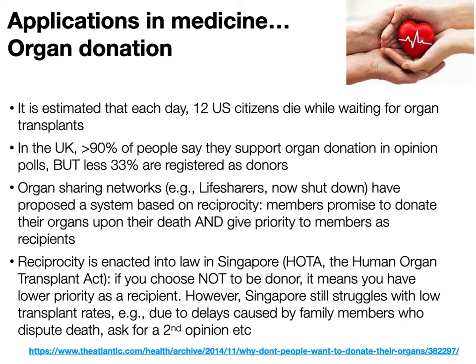Interestingly, reciprocity is enacted into law in Singapore. There, if you choose not to be a donor, you have low priority yourself as a recipient. However, it doesn't seem to help. In Singapore, they still have very low transplant donation rates, for example, due to delays caused by family members who ask for a second opinion and things like that. So it's an interesting example where many of the concepts that we've covered in this lecture become important in human societies. The article linked at the bottom there is an interesting one if you have a chance to read it.